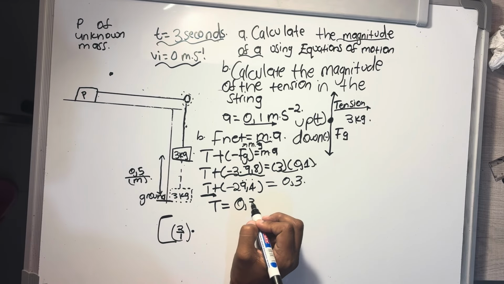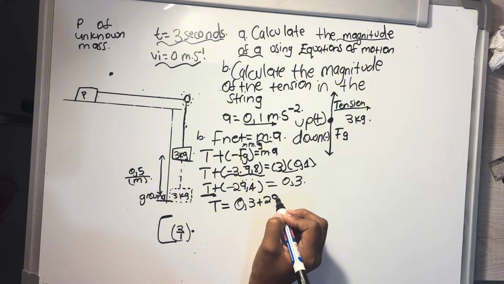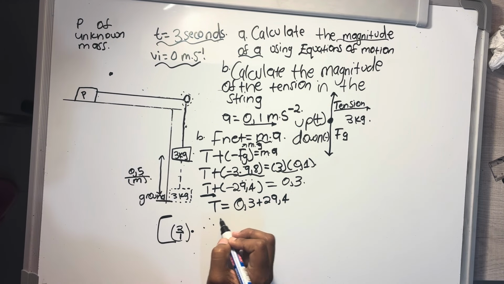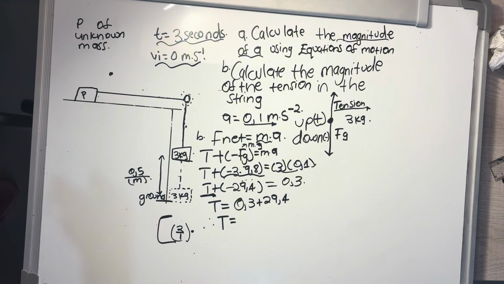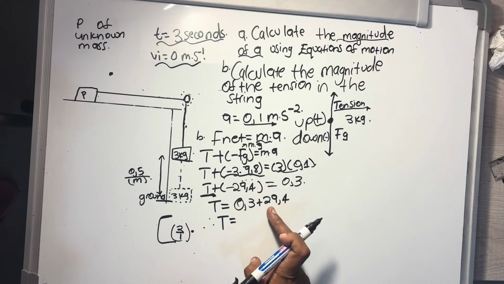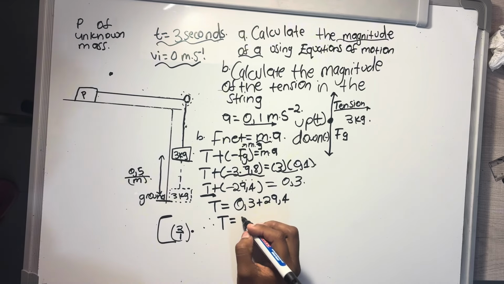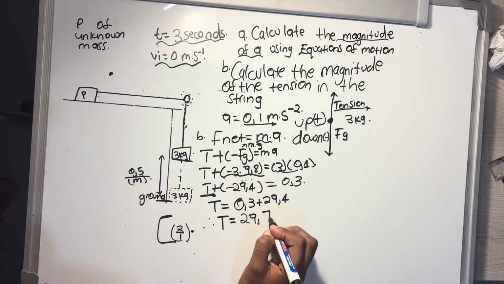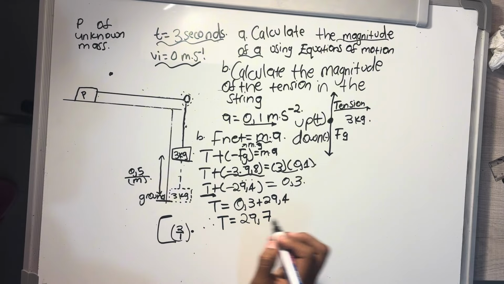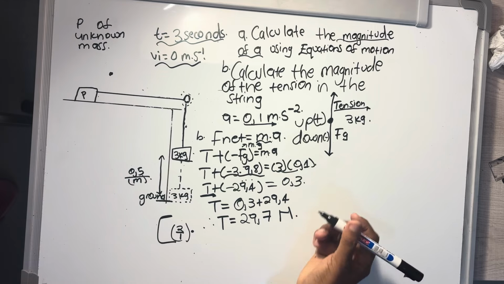So we'll have 0.3 plus 29.4. Therefore, our T will be equal to 29.4 plus 0.3, which is giving me 29.7. Remember, tension is a force, so it will be in Newtons.